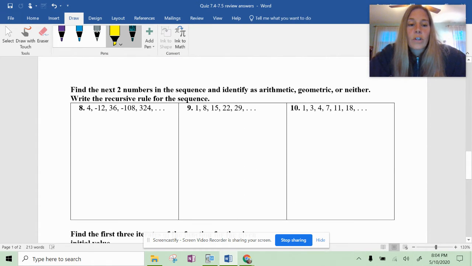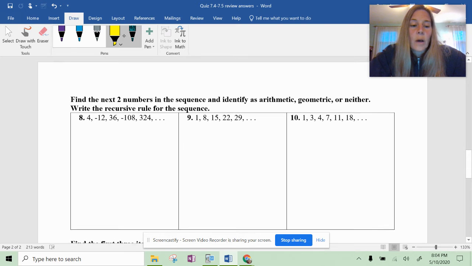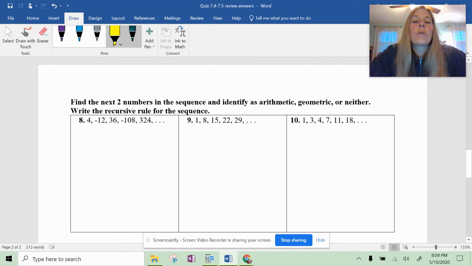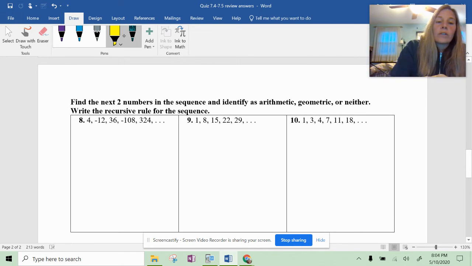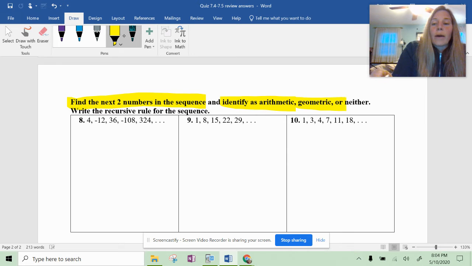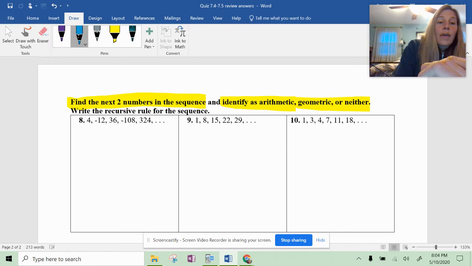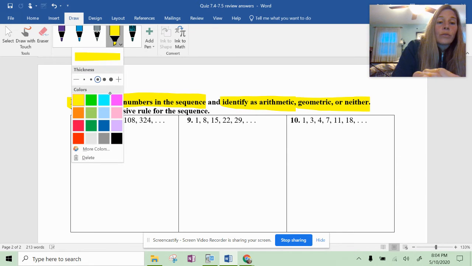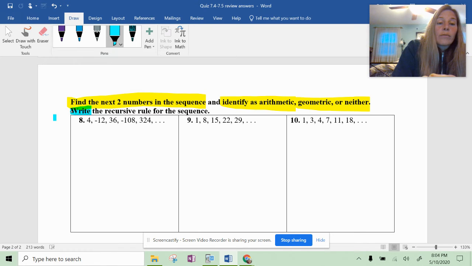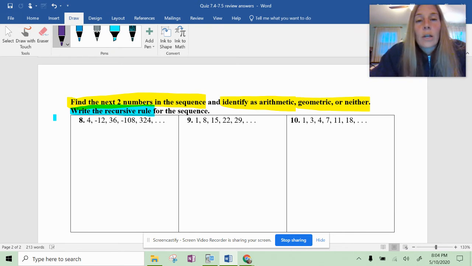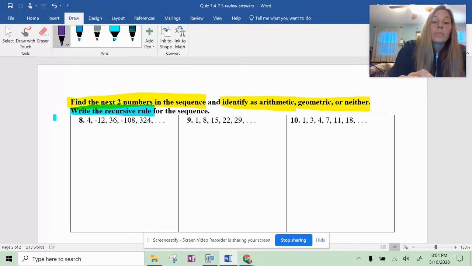So now this was the more challenging part of these couple sections here. It said find the next 2 numbers in the sequence. There's a couple things we have to do here. Find the next 2 numbers in the sequence, identify them as arithmetic, geometric, or neither, and then you have to write a recursive rule. So that is a little bit tricky. Some people try to do the explicit rules, but we're just going to do the recursive rule.